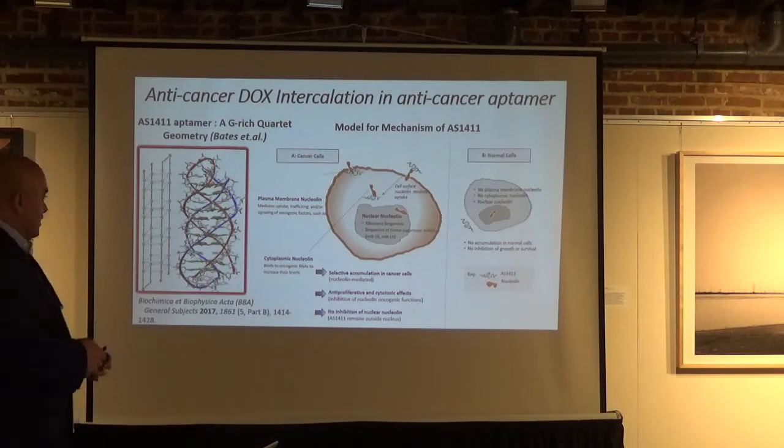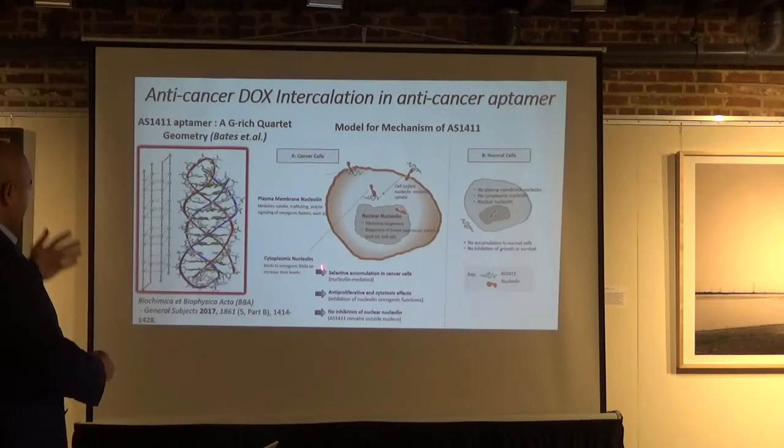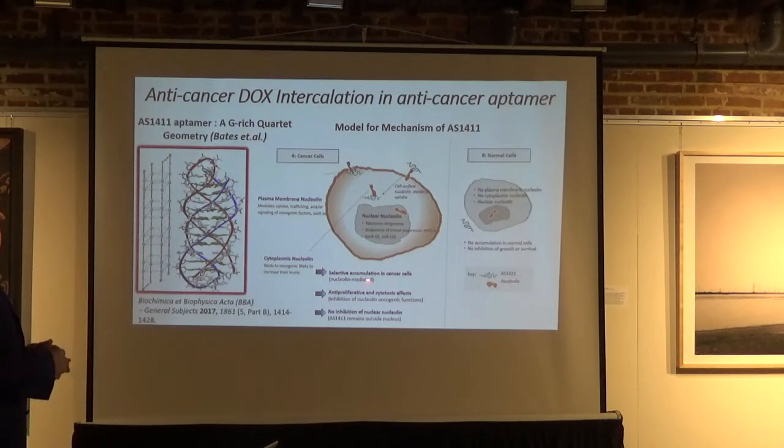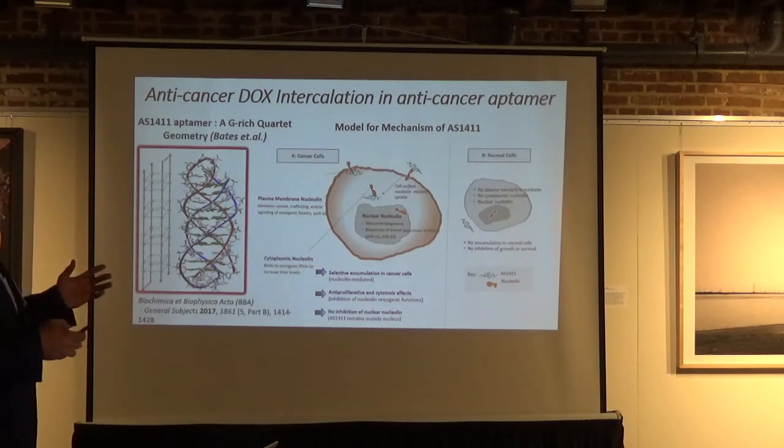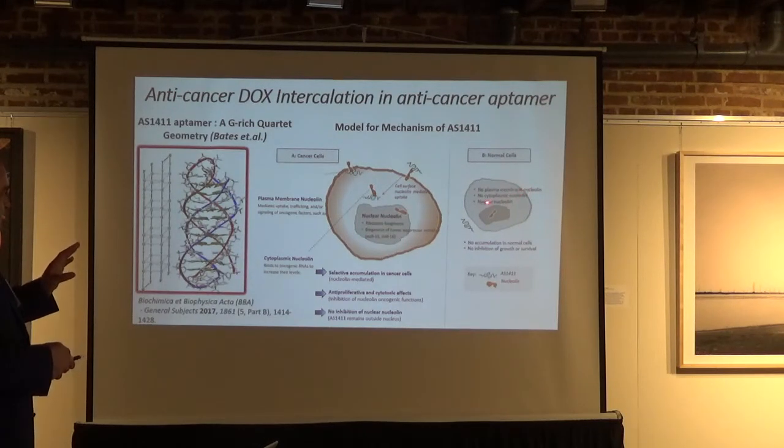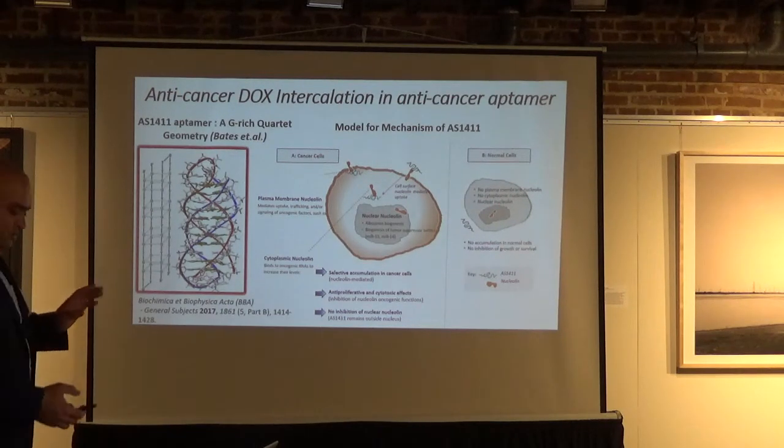What Dr. Bates' group has found out is selective accumulation in cancer cells, anti-proliferation activity, low cytotoxicity, and no inhibition of nuclear nucleolin. So that doesn't happen in normal cells. No plasma membrane nucleolin is there, no cytoplasmic nucleolin is there, no nuclear, and it does not harm the nucleolin.